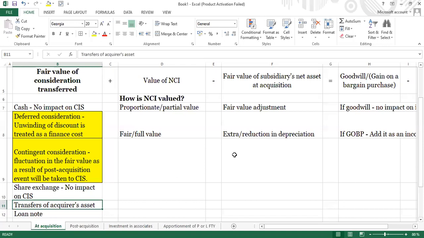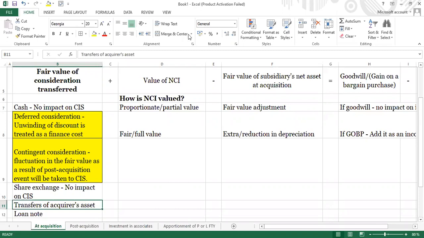The next one is transfers of acquirers' assets. My people, please, can you explain this form of consideration? Transfers of acquirers' assets.